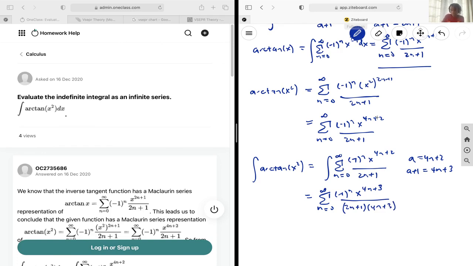So this one is from the first integral we found to find arctan in the first place, and then the 4n plus 3 is from integrating arctan x squared itself. And so this is going to be with the radius of convergence of 1. And that's our final answer.